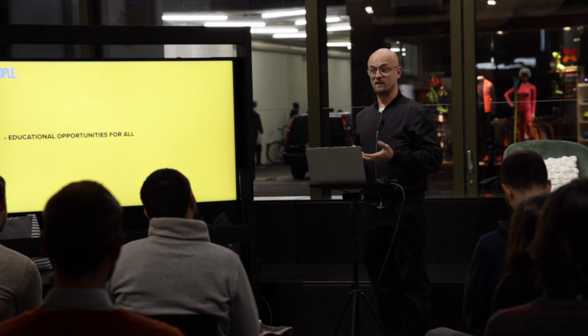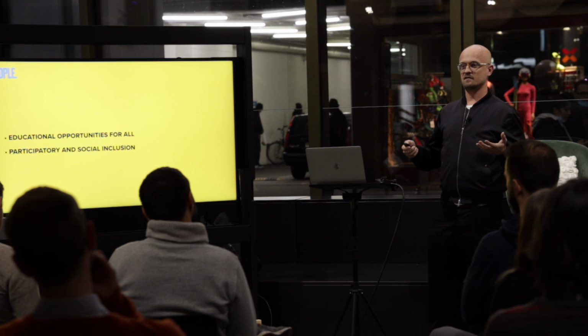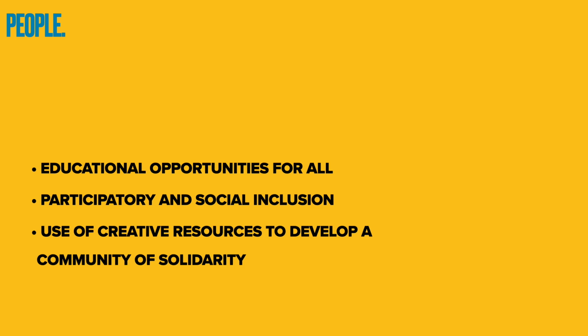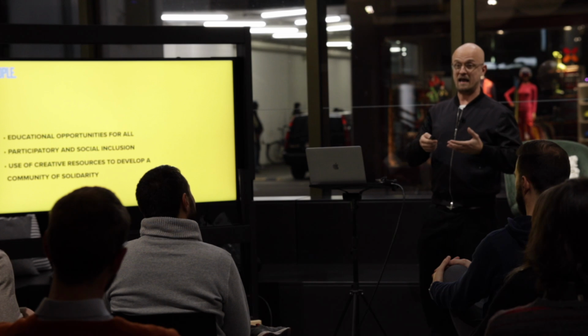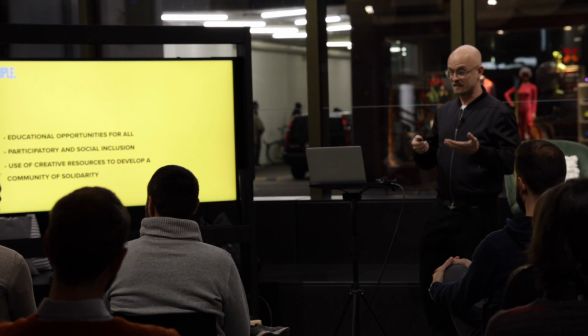Educational opportunities for all. How do we learn with the help of data and technology? Participatory and social inclusion. How will our democracy survive 2.5 billion more people? How do we include people into this hugely growing society and communities? Creative resources to develop a community of solidarity. We need to find a way to live together under these stressful circumstances, having 30% more people than today, or 25%, in 29 years. I mean, that's going to be a problem.